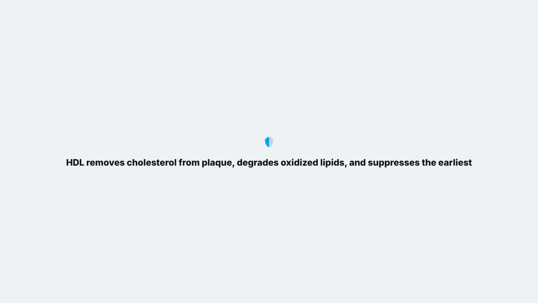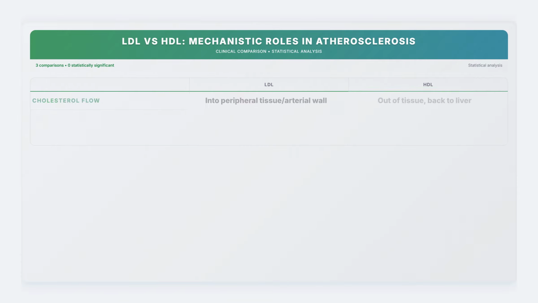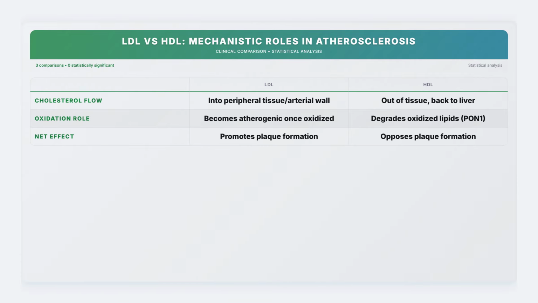HDL counters this at multiple points. It physically removes cholesterol from the arterial wall via reverse cholesterol transport. Its peroxidase enzyme actually degrades oxidized lipids, and it suppresses endothelial adhesion molecule expression, reducing the very first step of plaque formation. Line the two mechanisms up directly for exam recall. LDL delivers and deposits cholesterol into the arterial wall, promoting plaque. HDL extracts and removes cholesterol from the same location, actively opposing plaque.